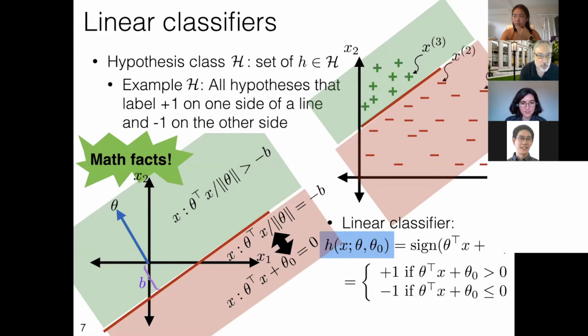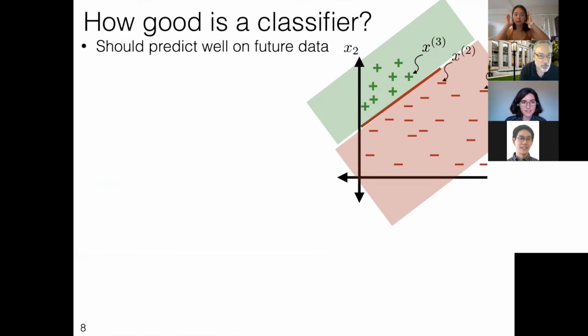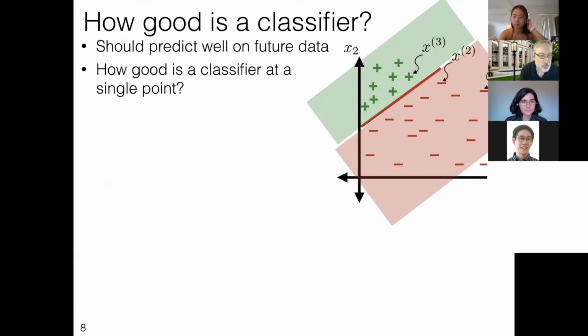Okay, let's just go back to what makes a good classifier. We want it to predict well in future data, but we're going to start by asking how good is it at a single point, in order to talk about multiple points. In particular, let's imagine I have this new point that comes along. And I think you have an intuition, looking at this plot, of what would be a good label for this point. So let's make this precise. What does it mean to label a point well?